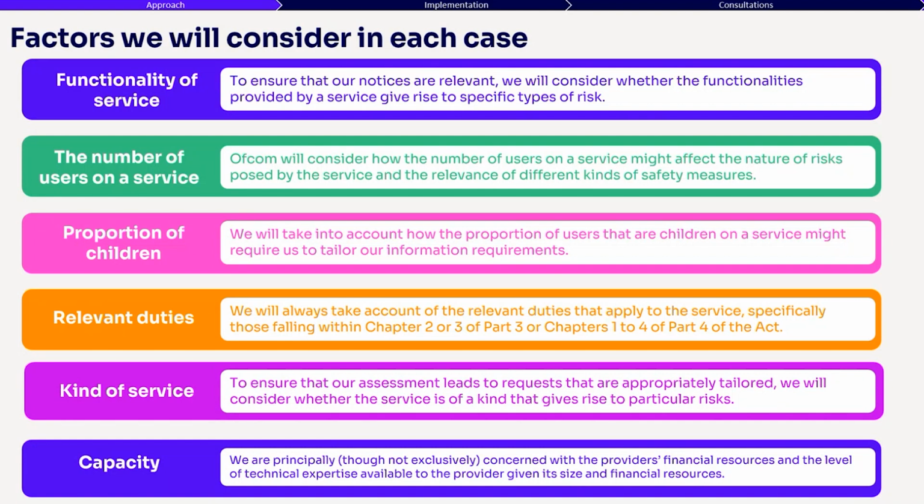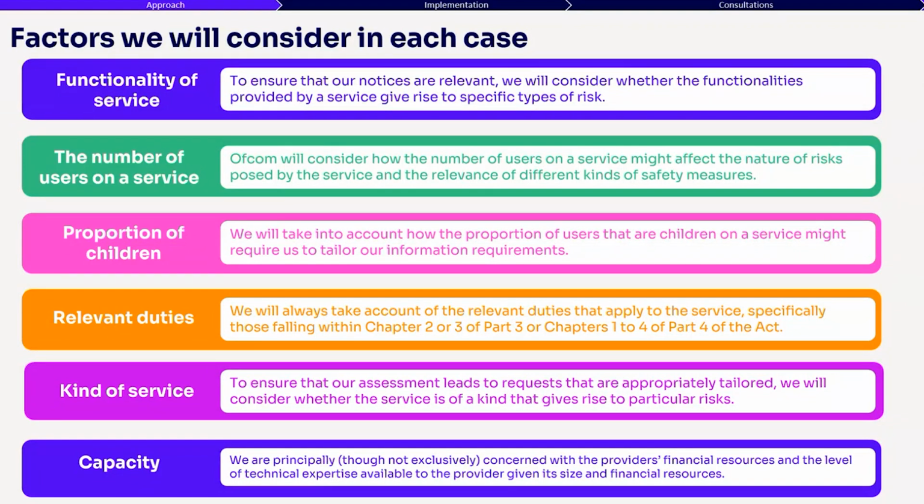Another factor listed here is the duties that a specific service provider has to comply with under the Act. So some services will be required to comply with different duties to others. For example, a Category 1 service will have additional duties that it's responsible for complying with compared to a Category 2B service. So in certain cases, to make sure that our information requirements are appropriate, we'll need to bear in mind what duties that service has to comply with to make sure only relevant and appropriate information is required in their transparency reports.